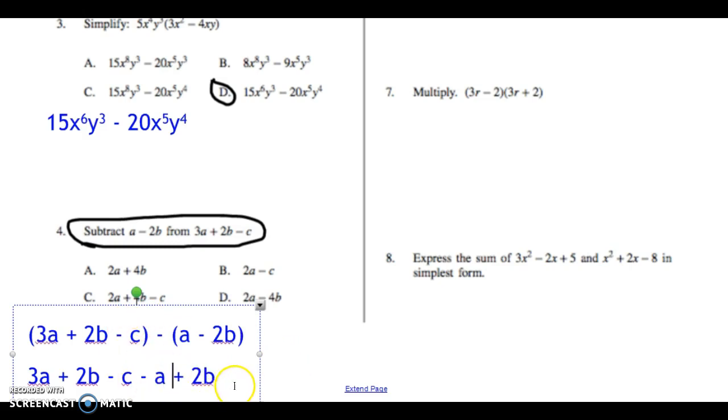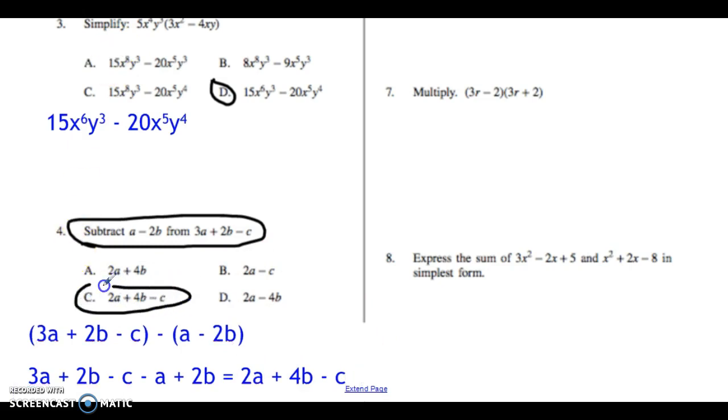And now we just combine like terms. I'll do it on the same line here. 3a minus a should give us 2a. 2b plus 2b is 4b. And then c doesn't have a partner, so minus c. So 2a plus 4b minus c. And it looks like I can already see my answer. 2a plus 4b minus c. Nailed it.